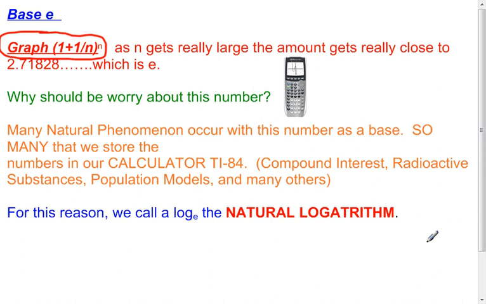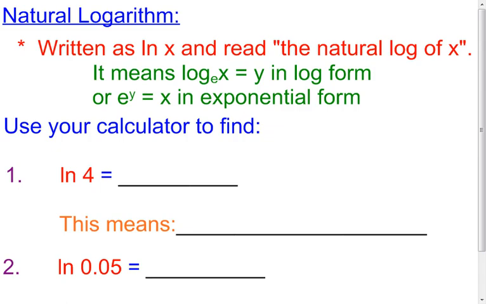And that e number, when we put it in terms of logs, log base e, is also called the natural log, or it's written as ln. Okay, so log base e is written as ln, and it's called the natural log. Okay, so we are going to use our calculator, and we're going to look for some natural logs.